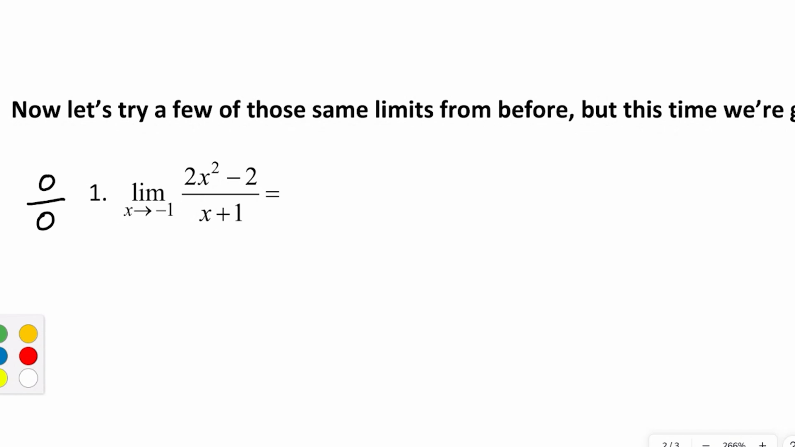But what we can do is use L'Hopital's rule and say, okay, well, this is going to equal the limit as x approaches -1 of the derivative of the numerator divided by the derivative of the denominator. So what's the derivative of the numerator? 4x. What's the derivative of the denominator? 1. So now we can just plug in -1 and get -4. How about that? That's a little easier. That's pretty nice, yeah? That's pretty good.